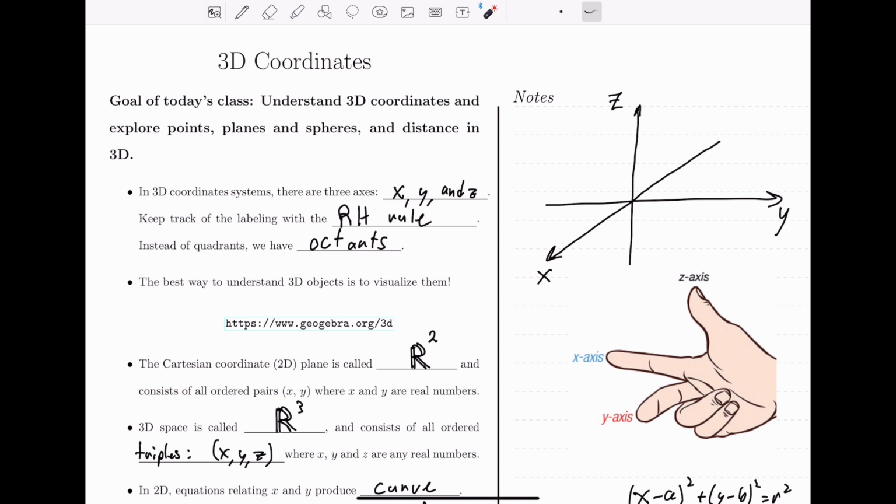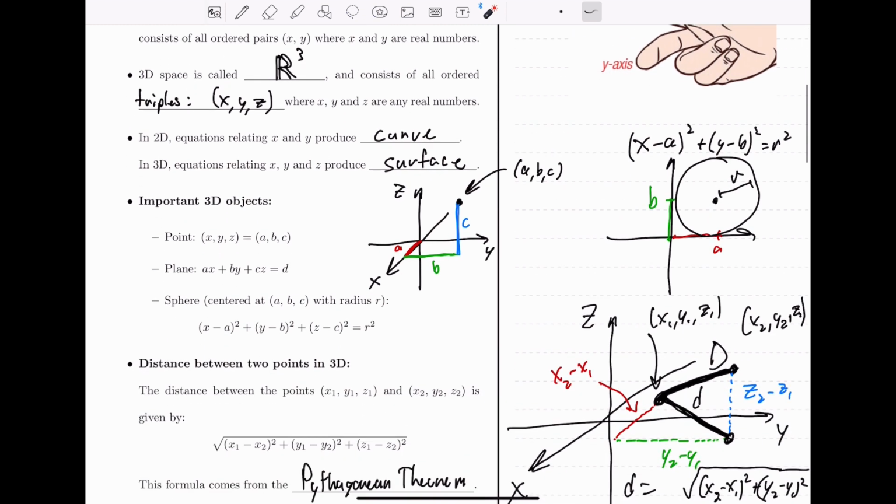We talked about some terminology here. R3 is the name that we use for three-dimensional space. Three-dimensional space consists of all triples x, y, z, where x, y, and z are any real numbers. When we plot three-dimensional equations using x, y, and z, we have surfaces. So we talked about different surfaces such as planes. We talked about how to get the equation for a sphere. And then plotting points, we just plot a triple.